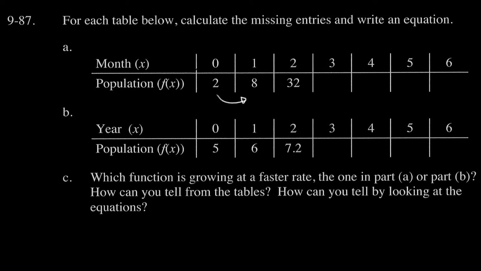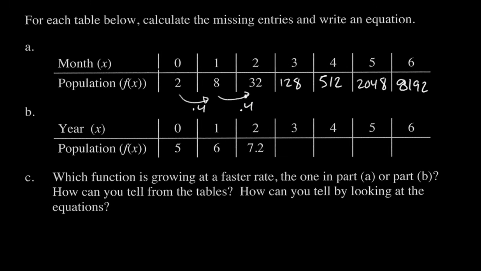If I look at it though, it does look like each time I'm multiplying by the number 4. 8 times 4 is 32. So I could finish off the table then. 32 times 4 is going to give me 128. And then if I multiply that times 4, I get 512. And then times 4 is going to give me 2048. And then times 4 is going to give me 8192.